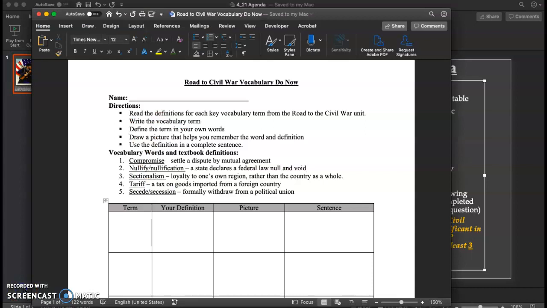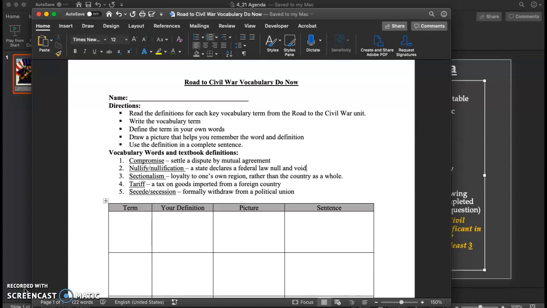So here's your do now activity. It's a Road to the Civil War vocabulary. These are key vocabulary words that you'll encounter today during our lesson. So here are your directions. First thing you're going to do is read each definition for the vocabulary term, and then write down the vocabulary term on the graphic organizer below. After you write down the vocabulary term, you're going to rewrite the definition of the word in your own words.